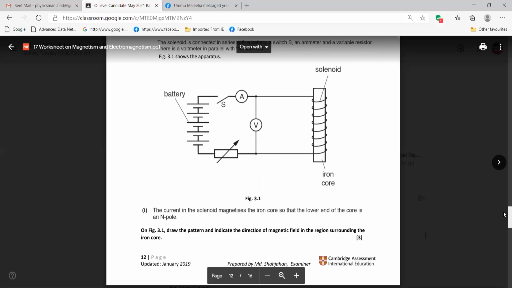So, sir, I should give four, right? Yeah, four. Left side two, right side two, and you show the direction of the arrow. Okay.